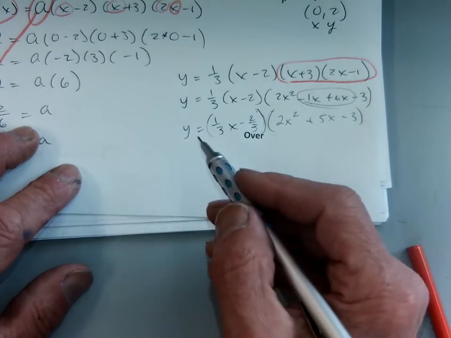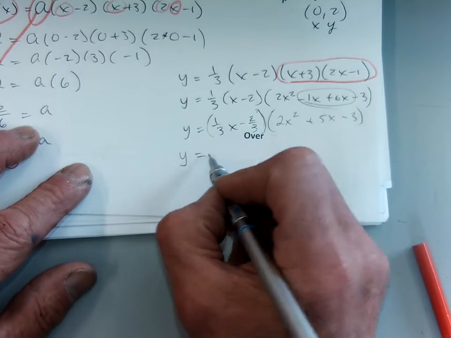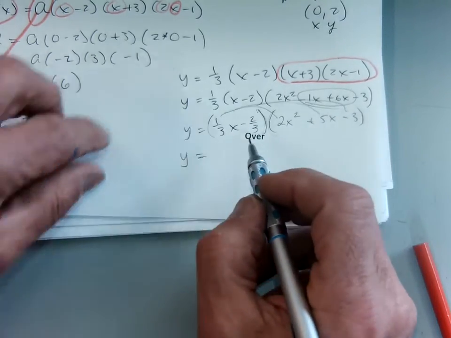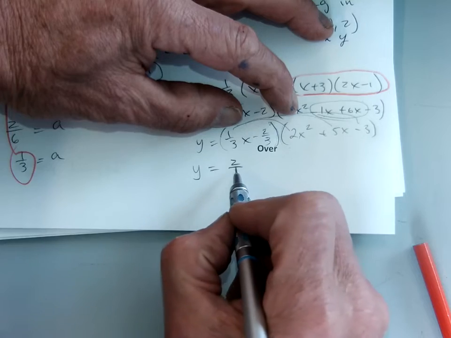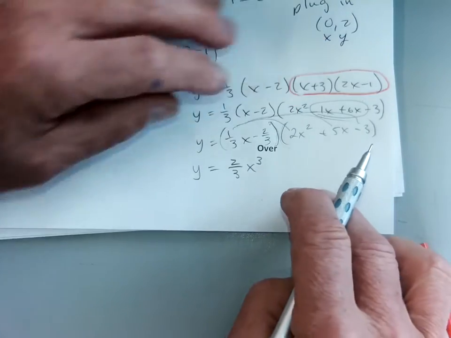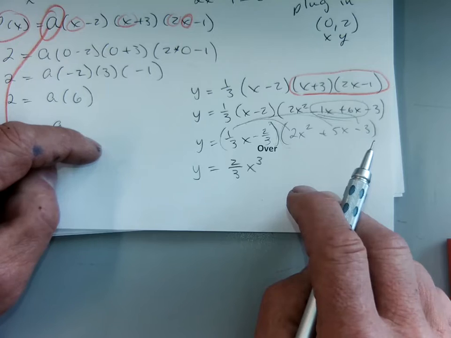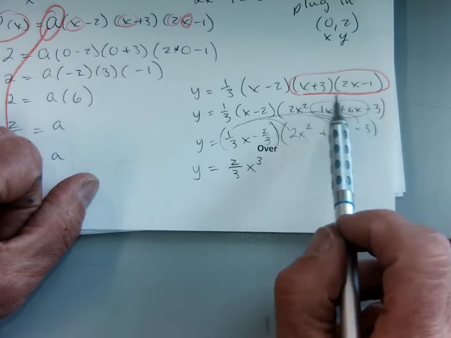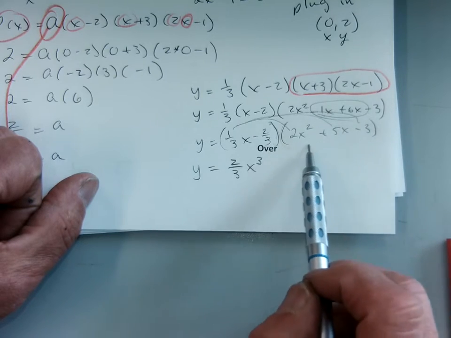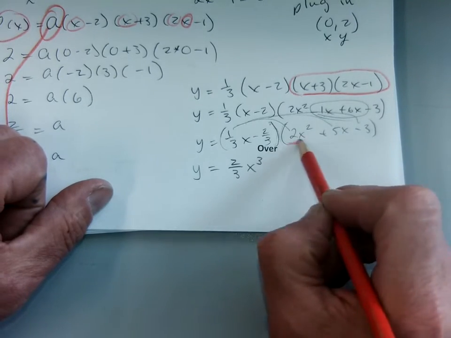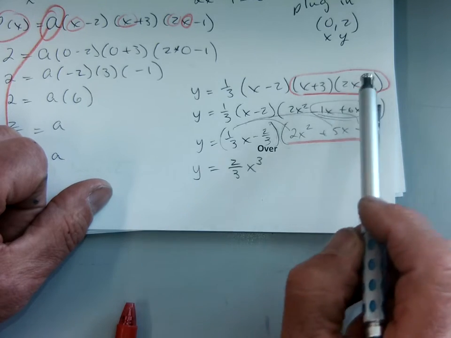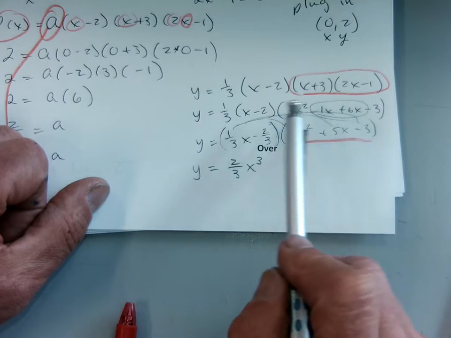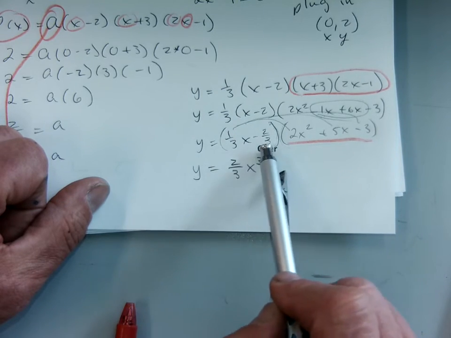Now I need to finally get my answer. That times that, that times that, that times that. I'll get a 2/3 x cubed. Can you slow down a second? So I foiled these two into 2x squared plus 5x plus 3. And I wanted to get this 1/3 taken care of, so I brought the 1/3 in, okay?